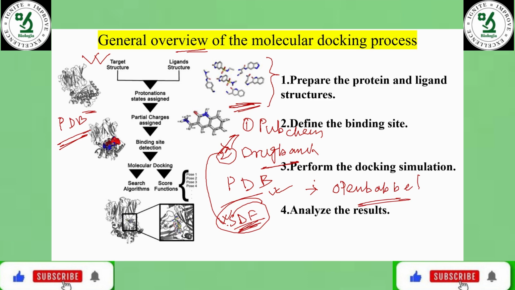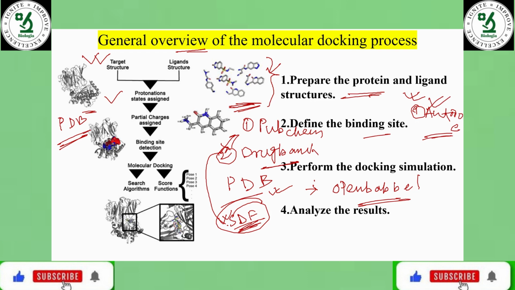After we get the structures of the ligand and protein, we need to prepare the protein and ligand. We prepare them in the AutoDock application or AutoDock Tools.